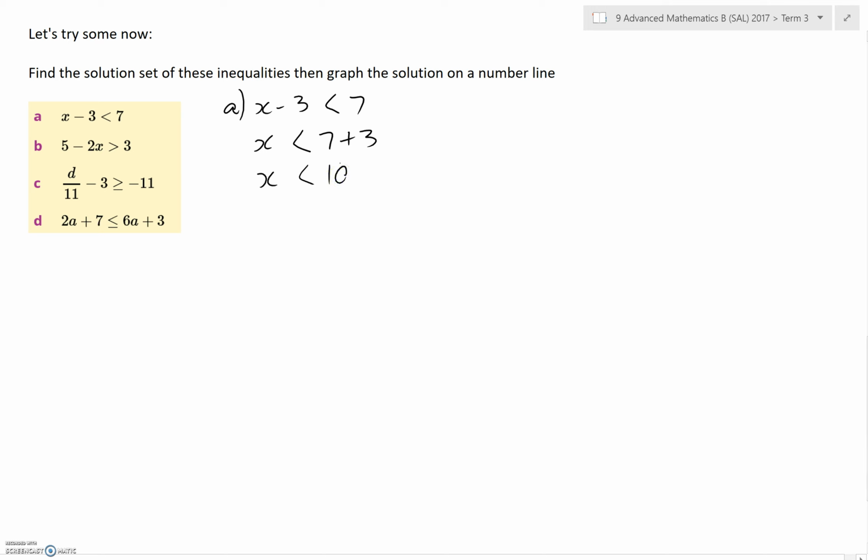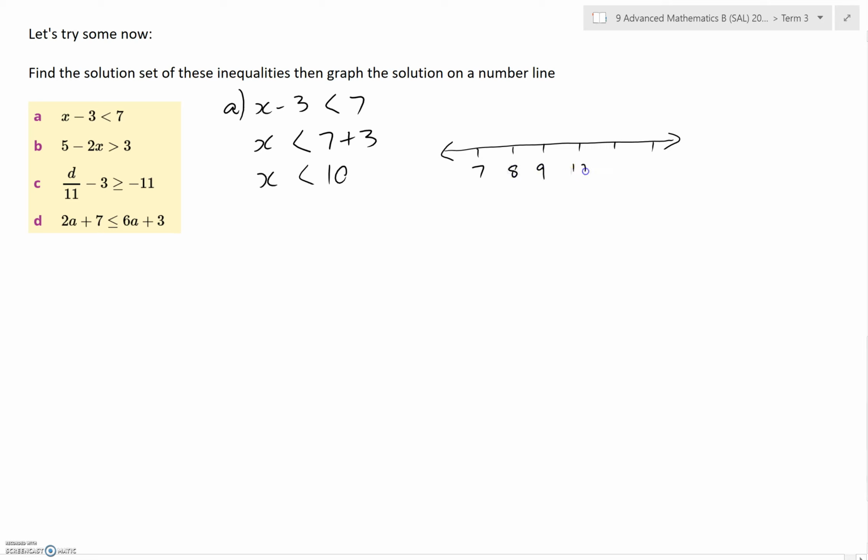Now, I've just added, so remember with adding and subtracting, we don't swap the signs around at all. So I just needed to add my 3's to both sides. Now, let's plot that on a number line. Obviously, you should be using a ruler, but it's very difficult on the screen to use a ruler and have it work well, so I'm not going to do that. Just going to try and draw as straight as I can.